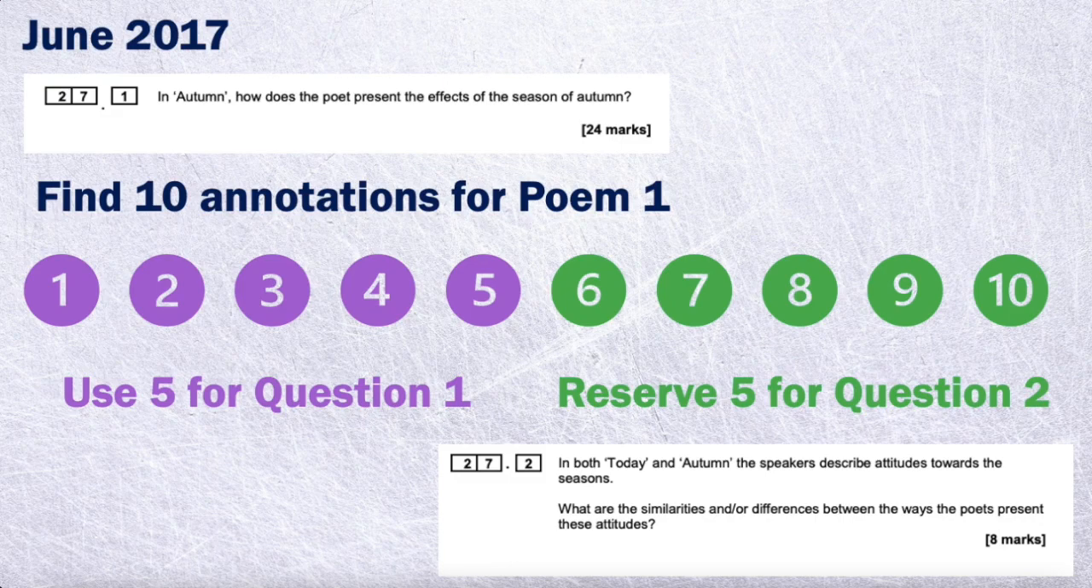So essentially what you've done is saved yourself a lot of time, because now when it gets to question 2, instead of going back to poem 1 to re-annotate, you can focus solely on the second unseen poem and trying to identify similarities and differences.